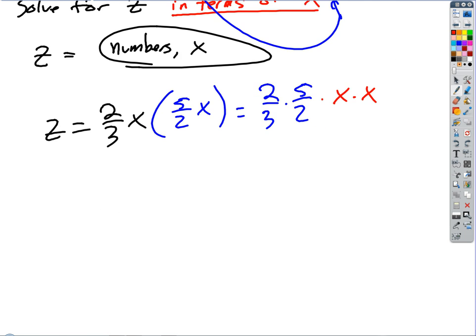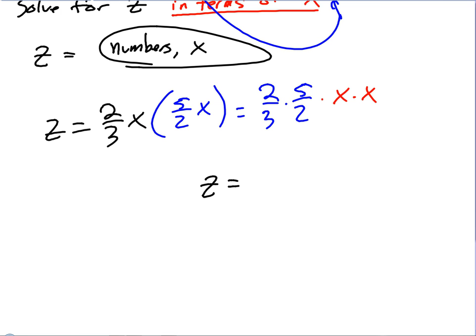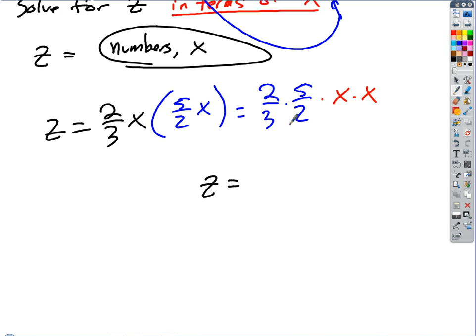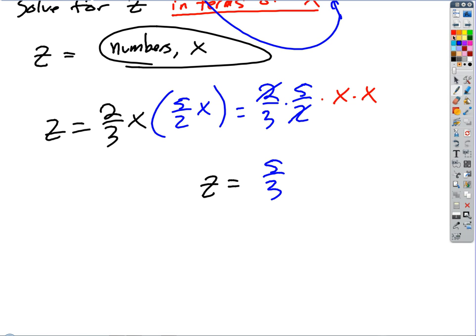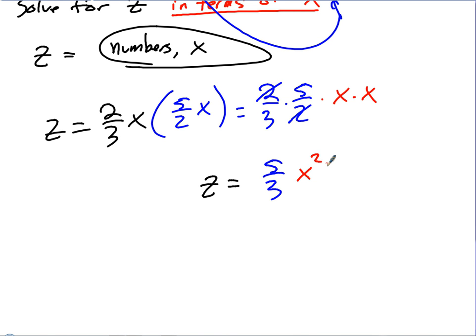Right? So then we get z equals, and what can I do with the numbers? Gabe suggested we cross cancel. Because I'm multiplying fractions, I can do that. I can cancel those 2's. And what do I get for an answer? 5/3. And then x times x is squared. There we go. We got it. Okay, it's simplified. Okay. All right.